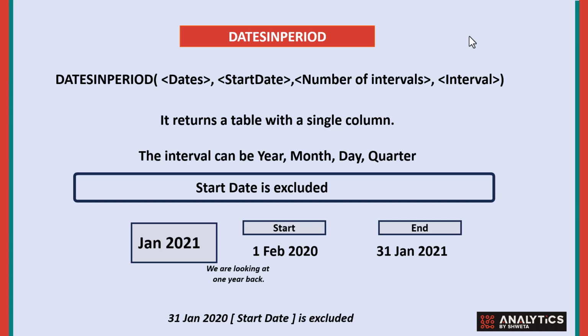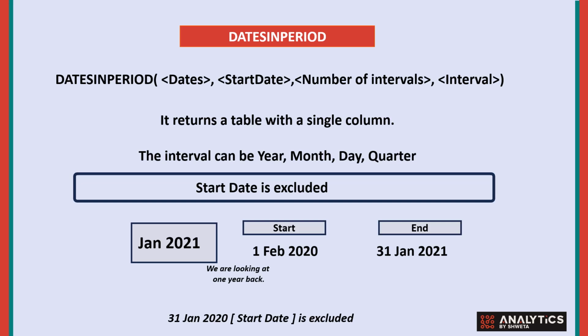In today's video, we will learn how to use the DatesInPeriod function in Power BI. The DatesInPeriod function has four parameters. First, we need to give it a column of dates. Then we need to give it a start date, which is a date expression. Next, we need to provide it number of intervals. So these are the number of intervals which you will add or subtract from your date expression. And last, you need to provide the interval. The interval can be year, quarter, month, or day.